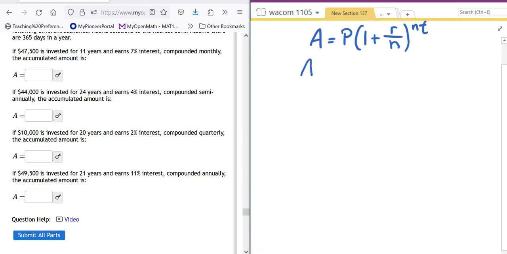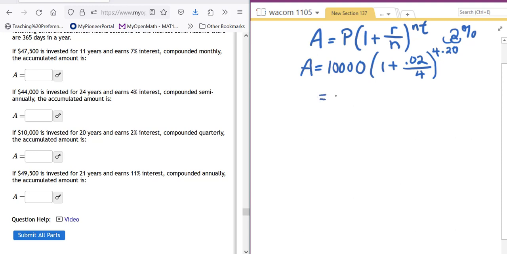So A is the accumulated amount. P is our principal, 10,000. 1 is a constant in your formula. Your rate, you're going to switch it to a decimal, 2%. Your decimal's after. So 0.02 divided by N. Your N quarterly is 4. It's also up here. Your time is 20 years. And 20 times 4 will be 80. So we have 10000.